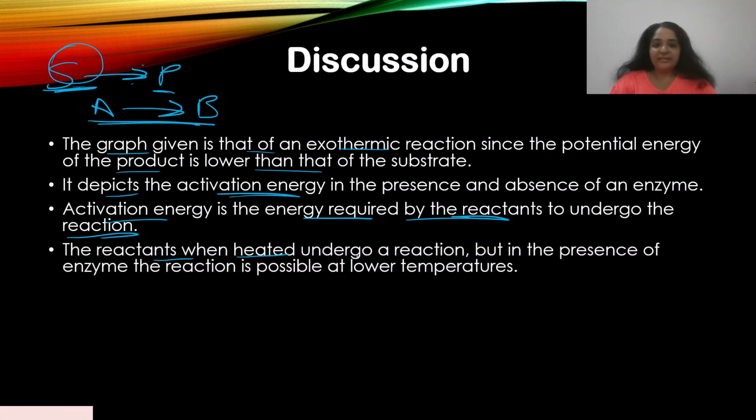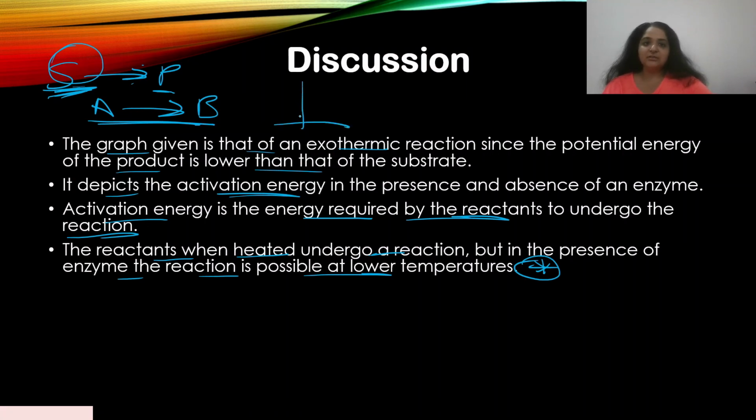So the reactants when heated undergo a reaction. But in the presence of enzyme, the reaction is possible at lower temperatures. Now this is a very important point. This is not really mentioned anywhere, but it is a very good point to remember. When substrate has to be converted to a product, they are all heated up, and a reaction takes place. It has crossed the energy barrier with a very high amount of energy, a very high amount of heat is produced, and the substrate is converted to a product. That means a high amount of activation energy is required for it to cross that barrier.